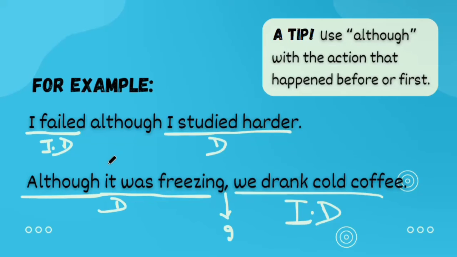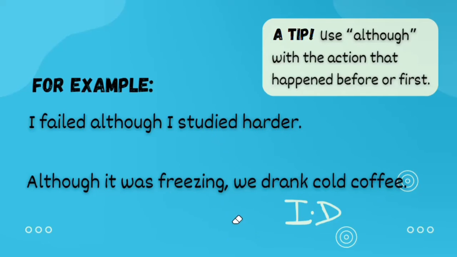And as I told you, we have a subject and a verb after although. Check this out. Although, we have a subject and a verb. In all the previous examples, you can also counter check if I have used the same thing or something else. The next thing that I want to share with you is a tip that will help you in finding out the dependent clause. Actually, use although with the action that happened before or first.